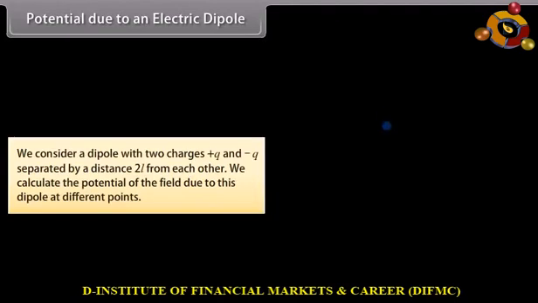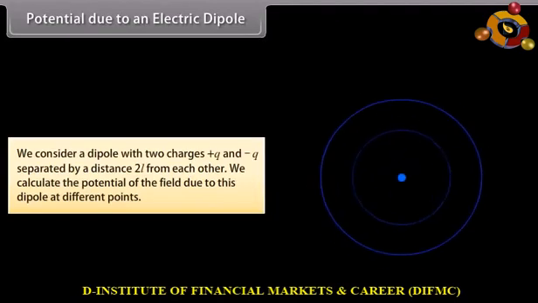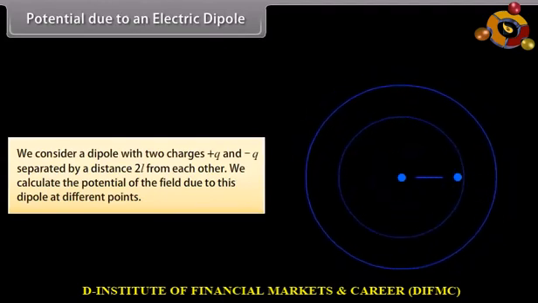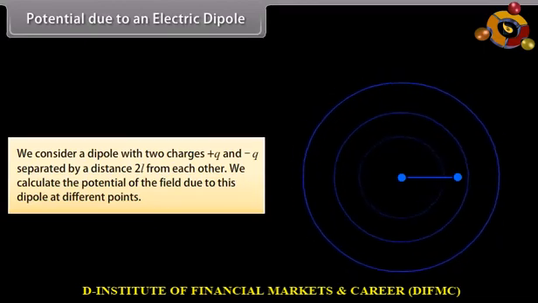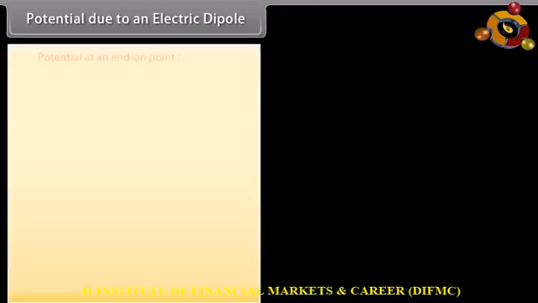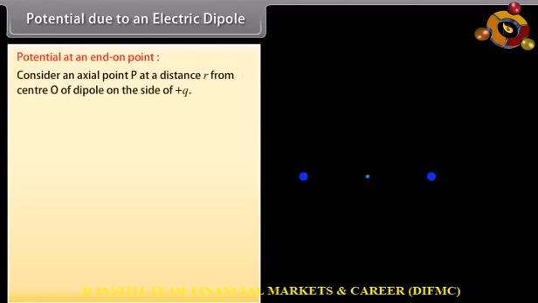Potential due to an electric dipole. We consider a dipole with 2 charges, plus q and minus q separated by a distance 2l from each other. We calculate the potential of the field due to this dipole at different points. Potential at an end-on point. Consider an axial point P at a distance r from center O of dipole on the side of plus q.